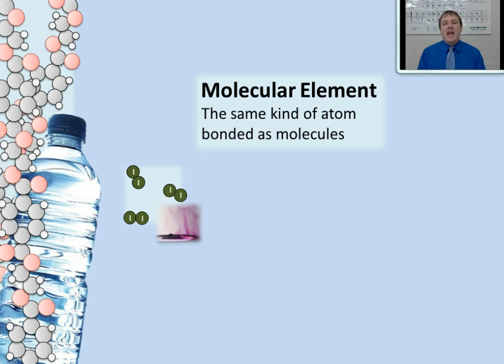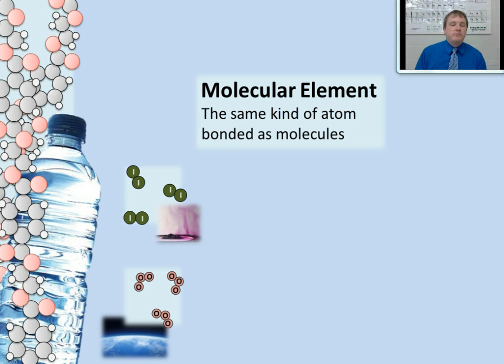This is iodine gas. Iodine gas isn't just made up of individual iodine atoms. It's made up of iodine atoms bonded to other iodine atoms to make iodine atom pairs or molecules. This is a molecular element because the iodine atoms will bond to other iodine atoms and arrange themselves as molecules. Another example of this would be ozone, which is made up of 3 oxygen atoms that bond together to make an ozone molecule. Notice it's still all oxygen atoms, so it has to be an element, but it's a molecular element because the atoms bond together as molecules.